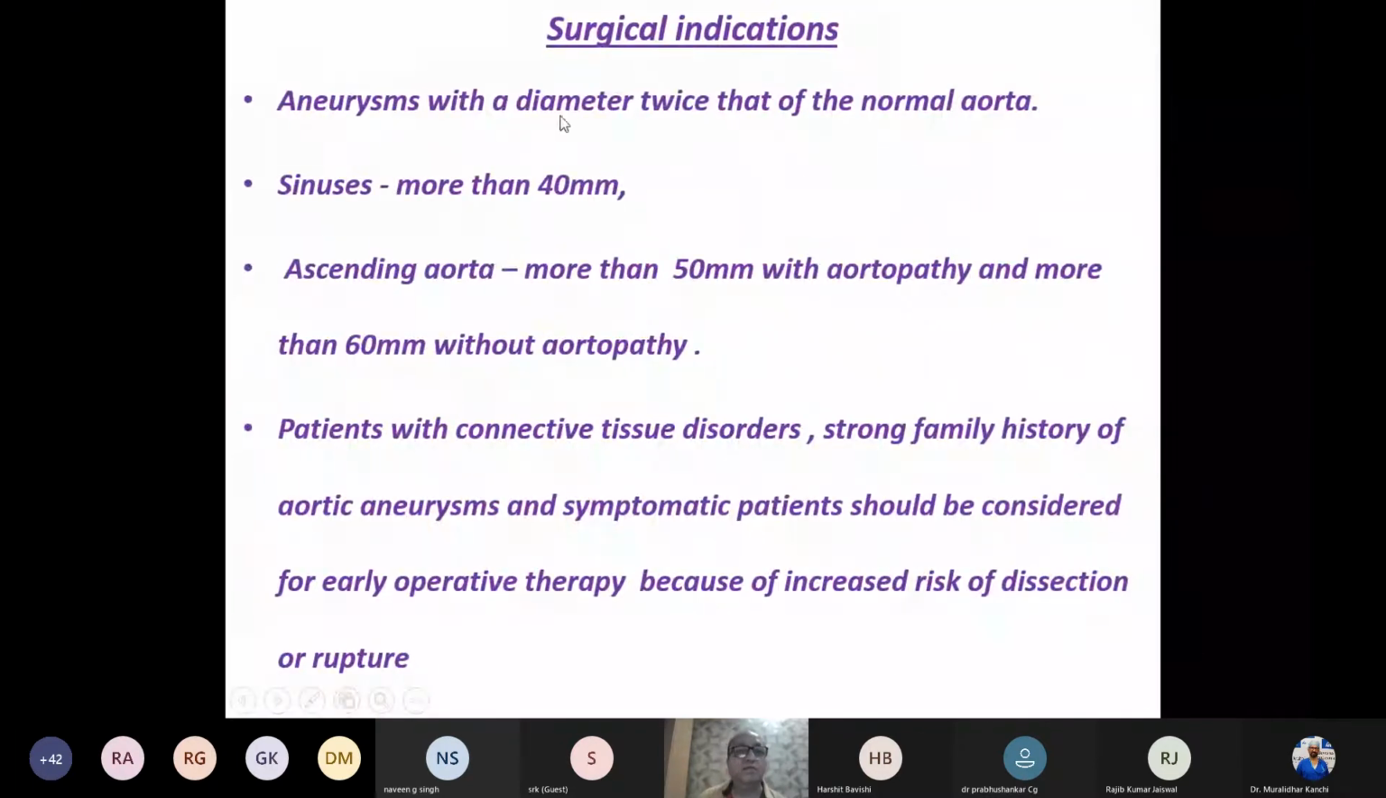Now, what are the surgical indications for these aneurysms? First thing is the aneurysm should be twice the diameter of the normal aorta. Sinuses have to be more than 40 millimeters; the normal value of the sinus would be about 35. Ascending aorta more than 50 millimeters if they are involved with aortopathy, and more than 6 centimeters without aortopathy. Especially patients with connective tissue disorders, a strong family history of aortic aneurysms, or symptomatic patients should be considered for early operative therapy, because the risk of dissection or rupture is very high in these individuals.